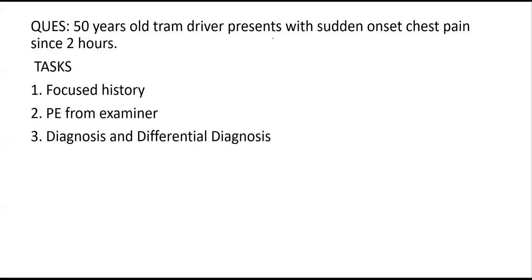All right. So moving on to our task related to chest pain. Mainly 2 cases come in the exam. One is pericarditis and another is acute myocardial infarction. So a 50-year-old tram driver presents with a sudden onset chest pain since 2 hours. Now looking at this question, can you think that it is a pericarditis case at first?